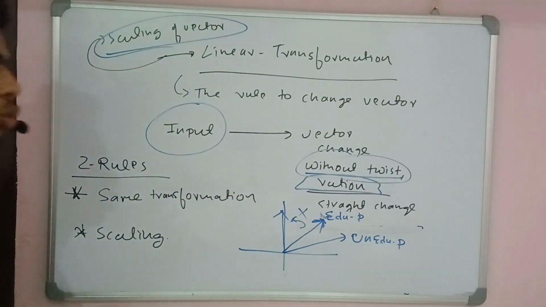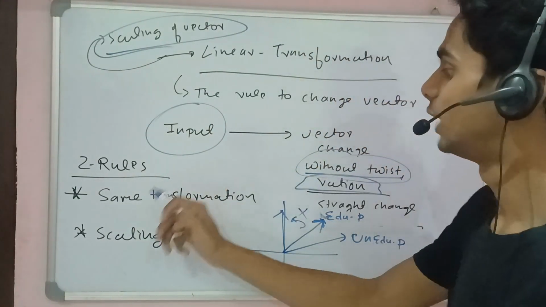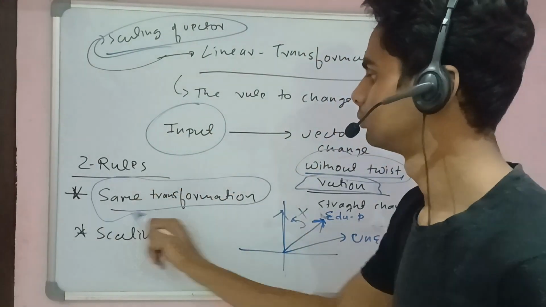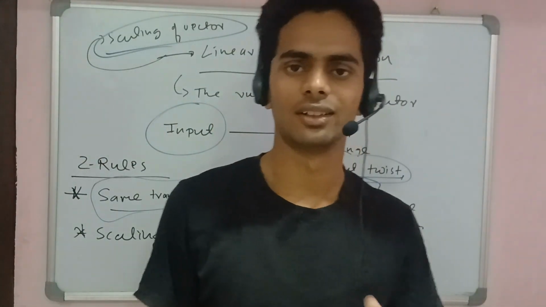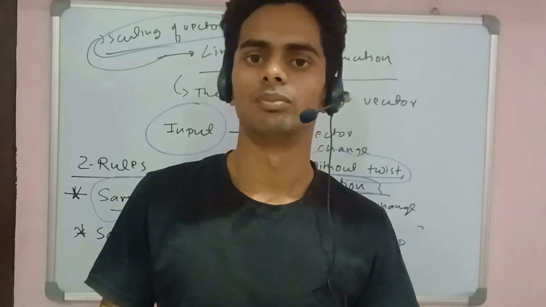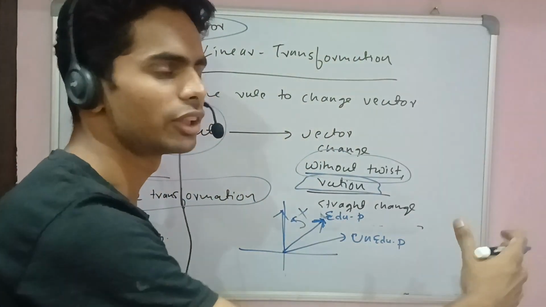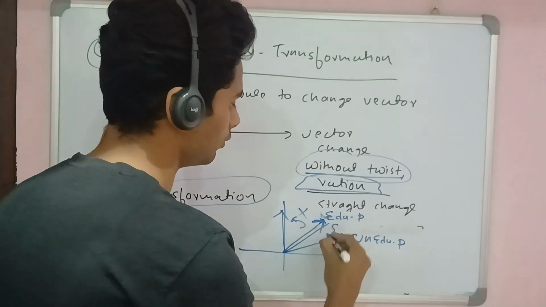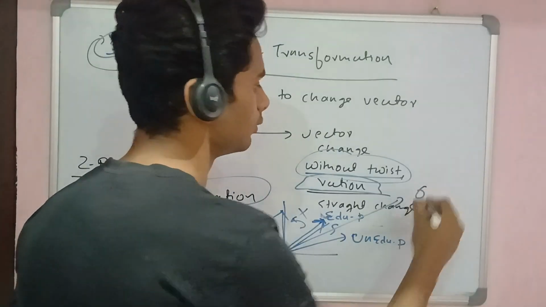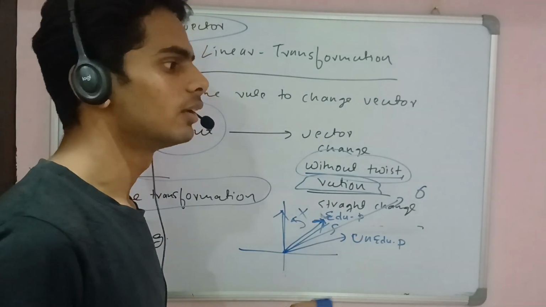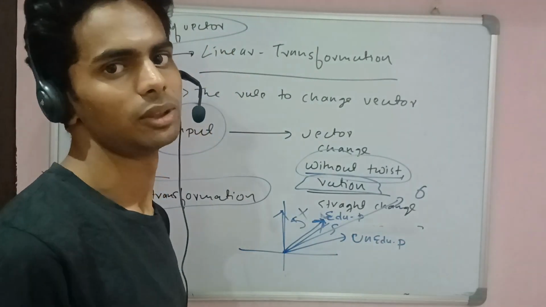I think linear transformation has two rules. The first rule is same transformation. You are going to stretch this vector. Suppose the vector length is 5, and you change it to 6. The magnitude will increase, but the limitation is that the same transformation happens on both sides.